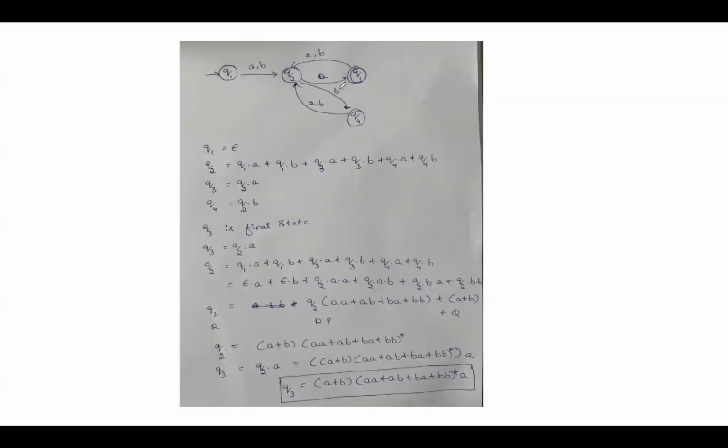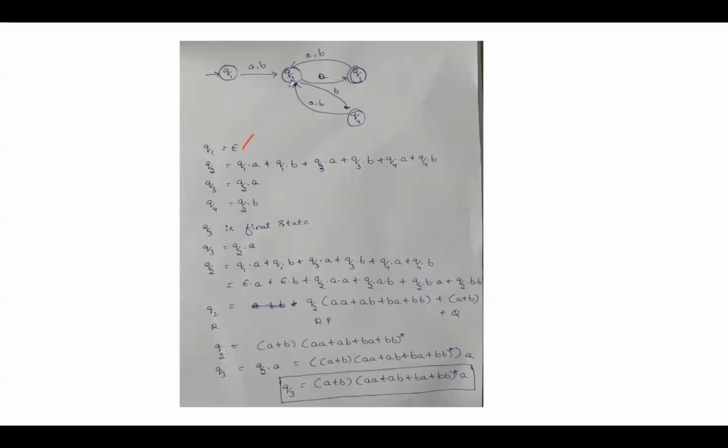Convert the given DFA into a regular expression using Arden's theorem. So first take Q1. There is no incoming edge to Q1, so it is just epsilon. As Q1 is the initial state, we need to add epsilon to the initial state.